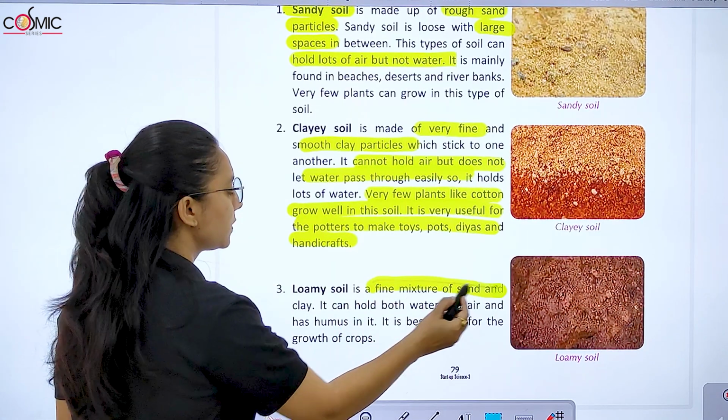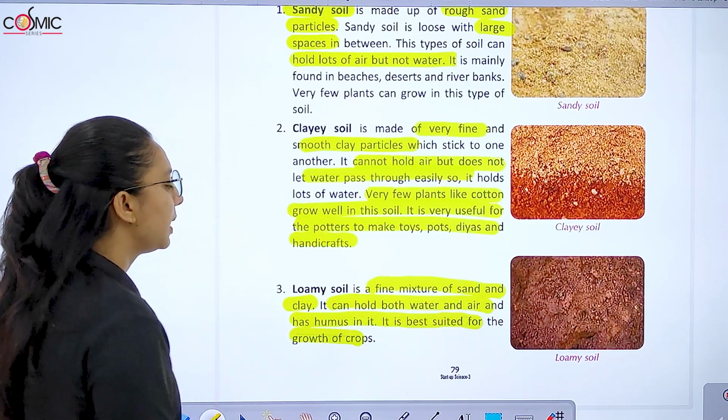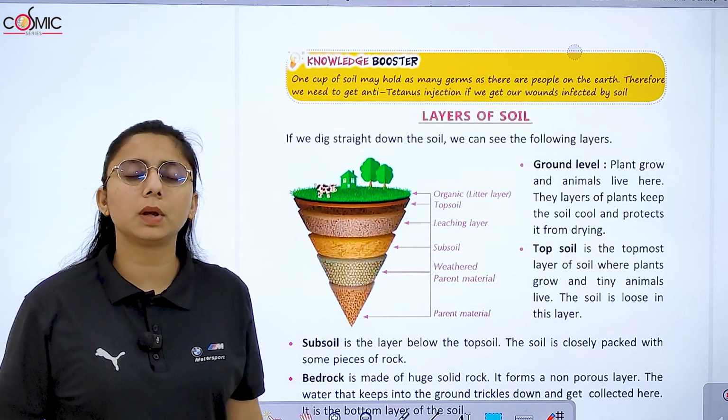Loamy soil, fine mixture of sand and clay. It can hold both water and air and add humus in it. It is best suited for the growth of crop. ये best suited है किसके लिए? Crop के growth के लिए.